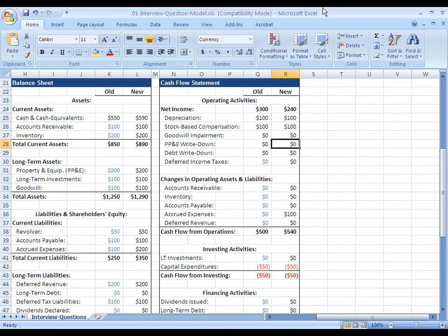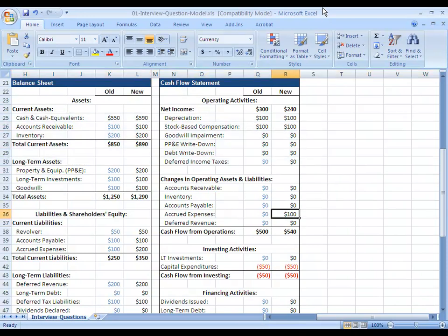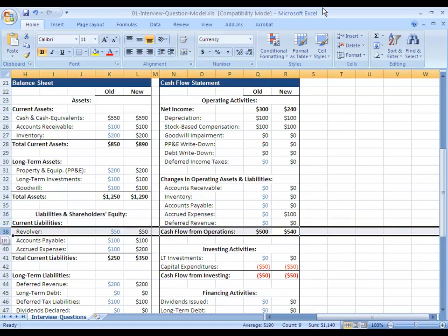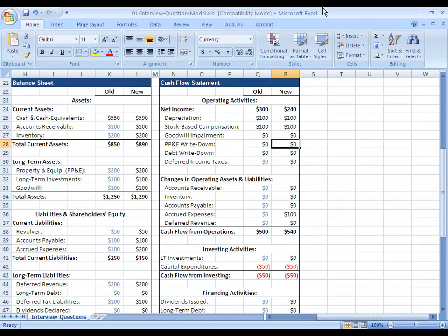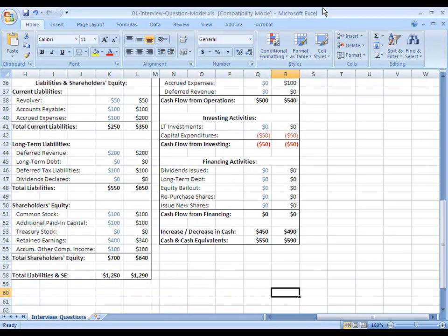So now on the cash flow statement, our net income is down by 60. No other changes on the non-cash add-backs. Accrued expenses is up by 100 now. Remember that liability going up means that our cash is going to go up, so overall cash flow from operations is up by 40 because our net income was down by 60 and our accrued expenses is up by 100, so overall cash flow from operations is up by 40. No changes to investing or financing activity, so overall cash here is up by 40.